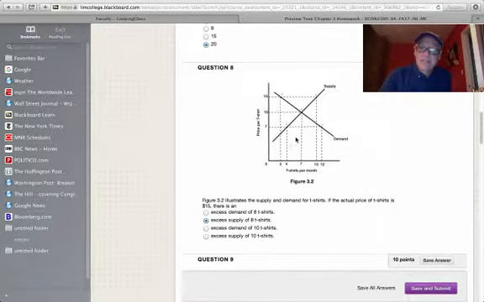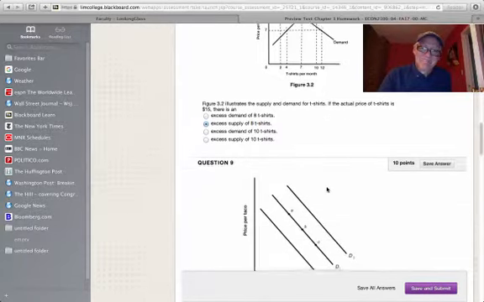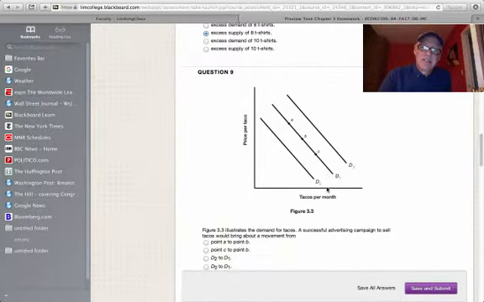Hopefully that makes sense. If the price was $7, the demand would be really high, right, at 12, but then the supply would be 4. There'd be a shortage between 4 and 12, which should be 8, right? I think. My math is getting worse and worse.